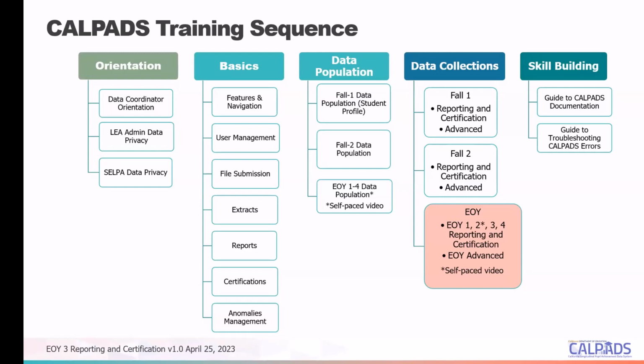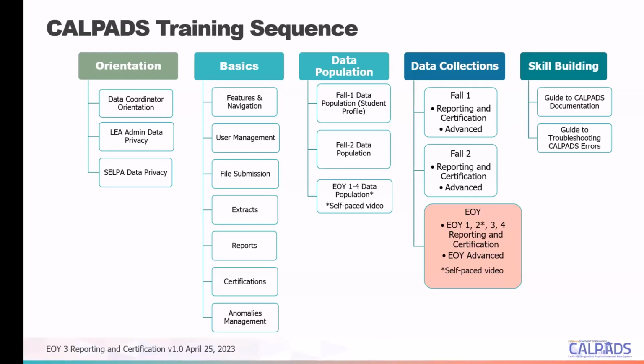And then now you see highlighted is end of year reporting certification. We're basically going to summarize the data collection. We don't go into depth about how to populate the data, but we're going to tell you there's important elements, the reports, the certification process, the steps to certifying, and highlight some key errors. The reporting certification will summarize end of year 3.